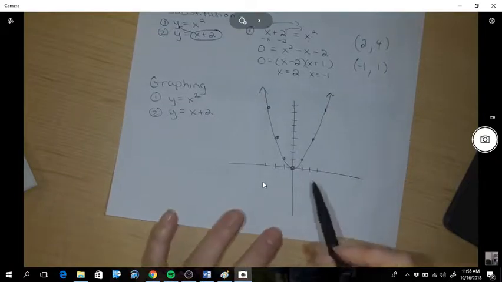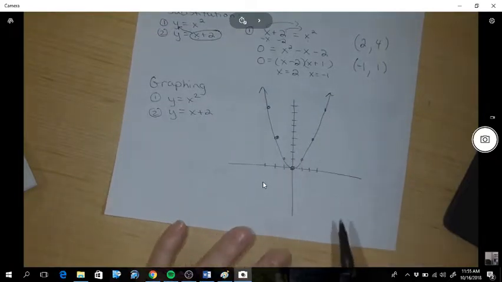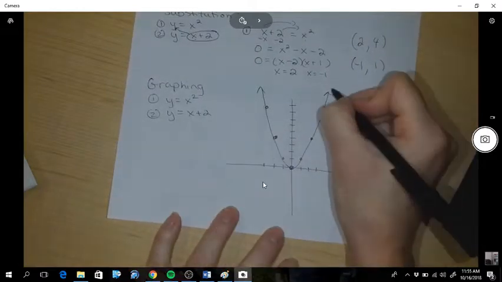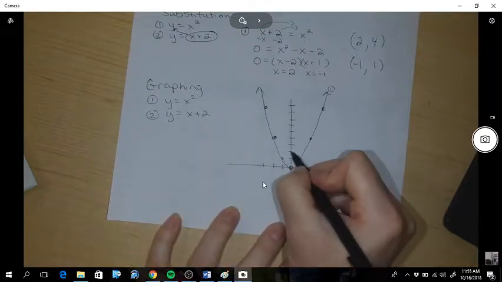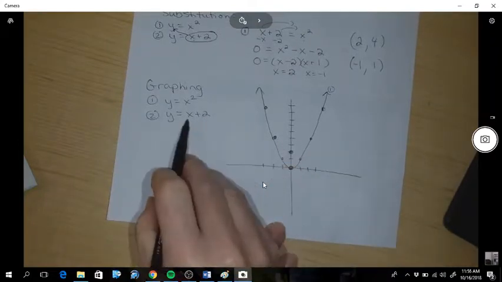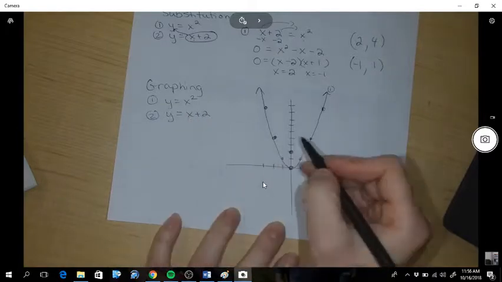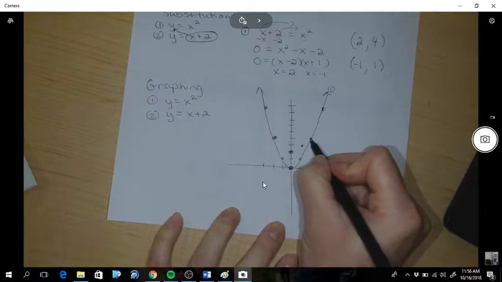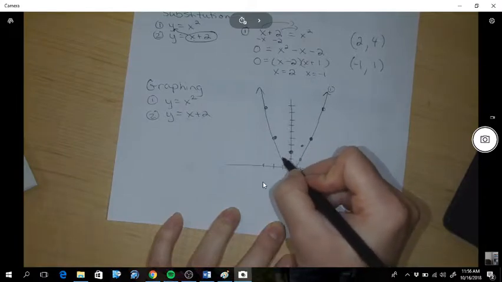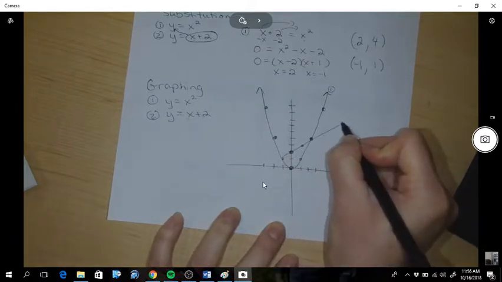Okay, remembering that 1, 1, 2, 4, 3, 9 pattern. Okay, equation 2: y equals x plus 2. That's a linear equation. So I'm going to start at 2, and my slope is 1 over 1. So I'm going to go up 1, right 1, up 1, right 1. And I'm going to draw a line.